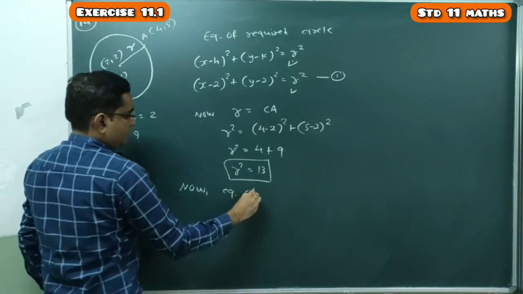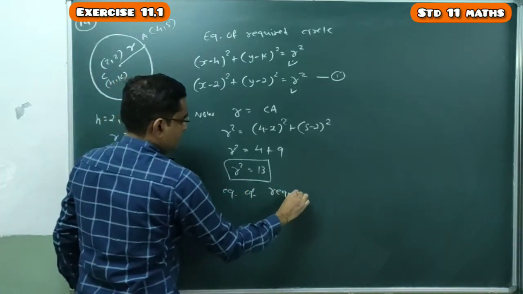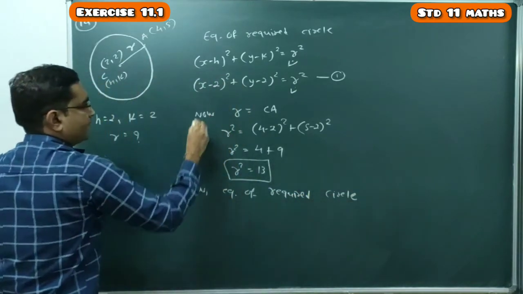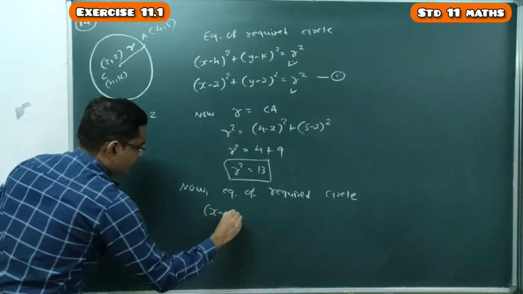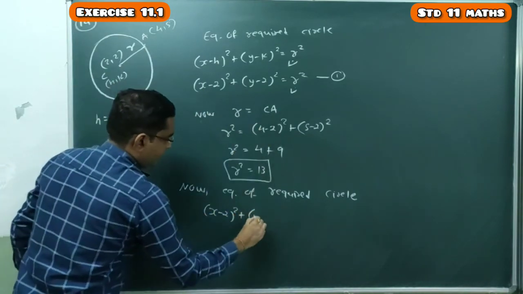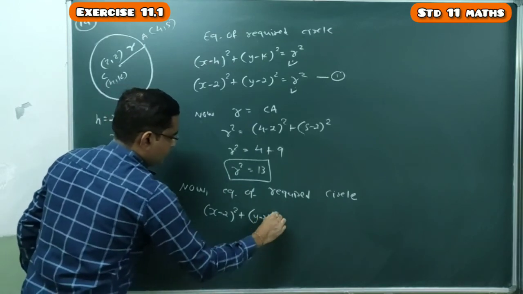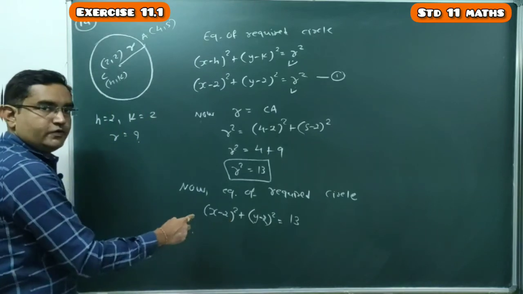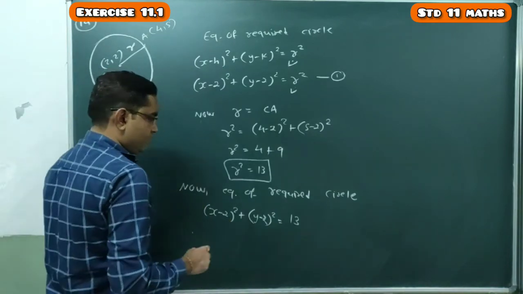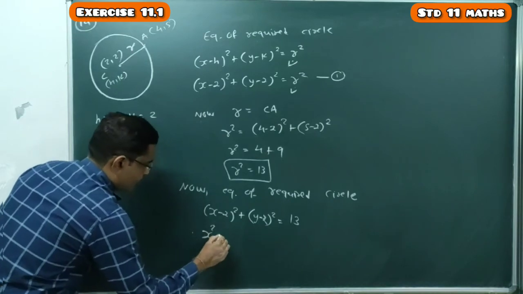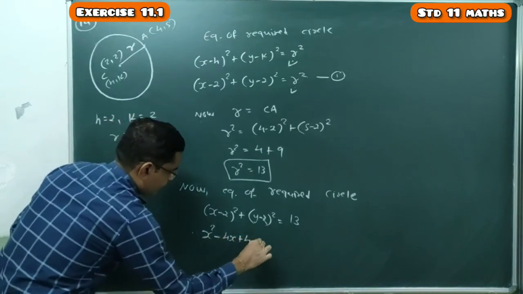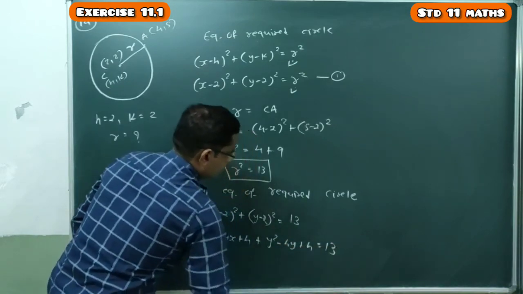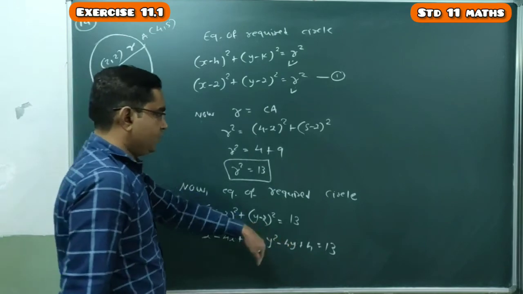So now we can write the equation of the required circle. The equation of the required circle is x minus 2 whole square plus y minus 2 whole square equal to r square, which is equal to 13. This is the standard form, but we have to write the equation of the circle in general form. So it is x square minus 4x plus 4 plus y square minus 4y plus 4 equal to 13. Take this 13 to the left hand side.